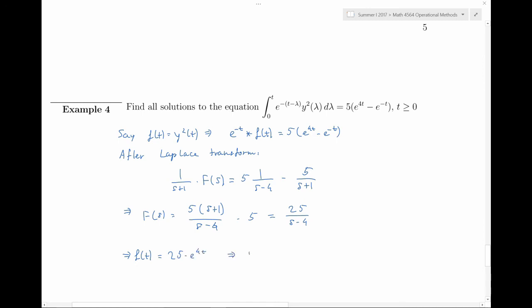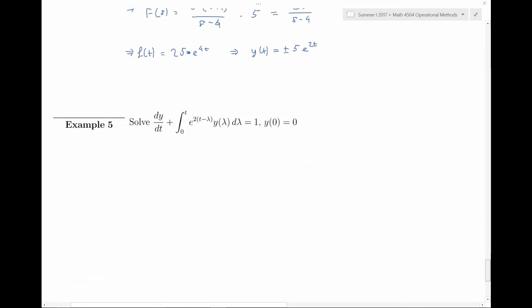And as a result, y of t, as a square root of f of t, is going to be plus or minus 5 e to the 2t. Of course, Laplace transform is not going to help us with every nonlinear equation that we might have, but we can see how helpful it is in this case.